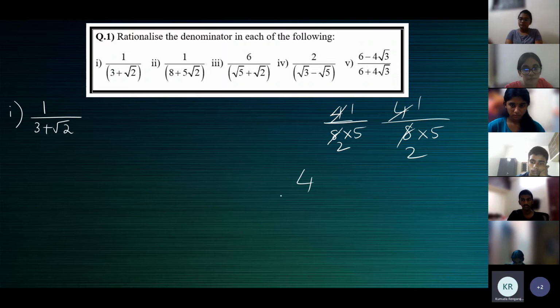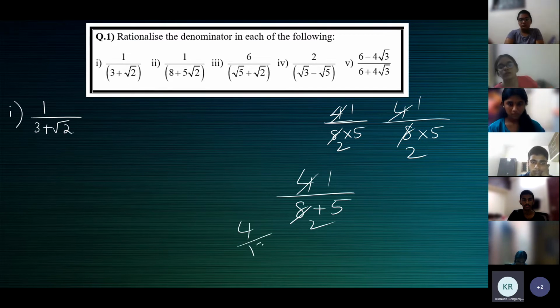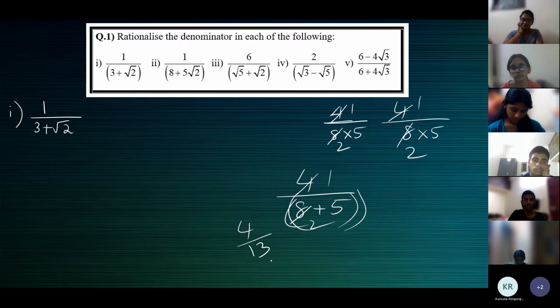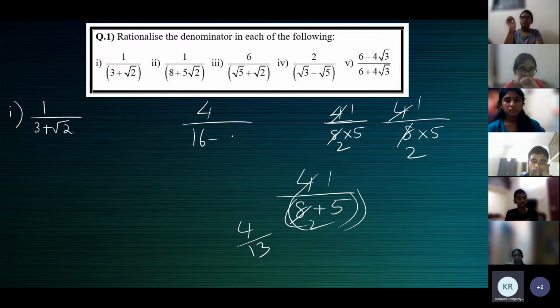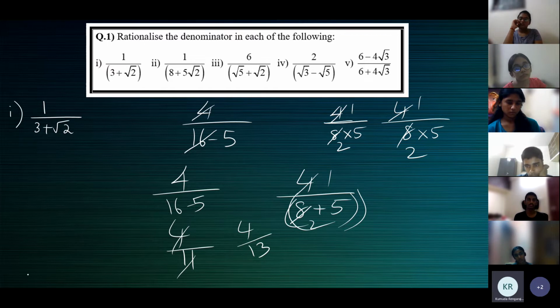But if I have 4 by 8 plus 5, just to make you understand, can I cancel? No, ma'am. I have to add 8 plus 5, which is 13. Now I can cancel. That means 8 and 5 are not separable. You have to add first. Supposing you had 4 by 16 minus 5. You cannot cancel 4 and 16. 16 minus 5 is 11. Now you can cancel 4 and 11 if possible, but it's not possible. That's what I mean by saying they're not separable.